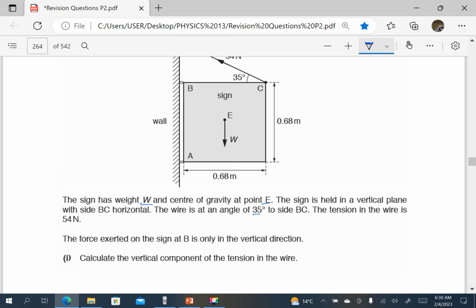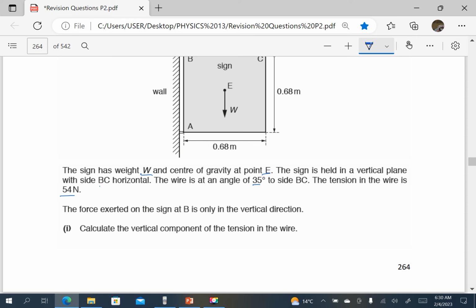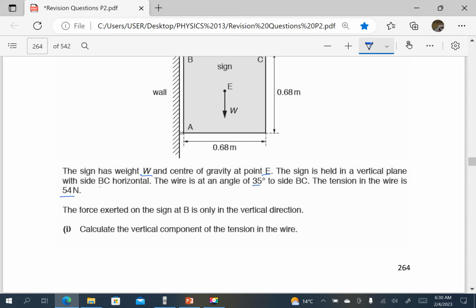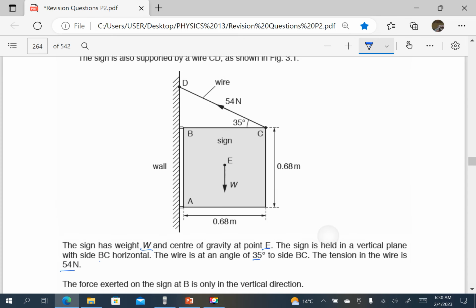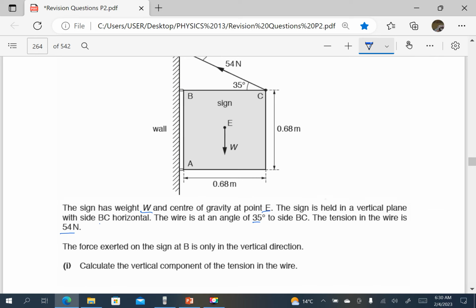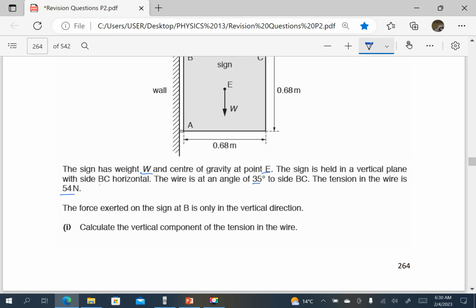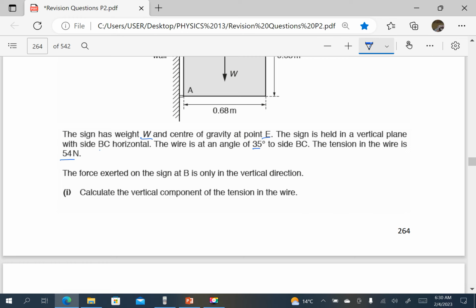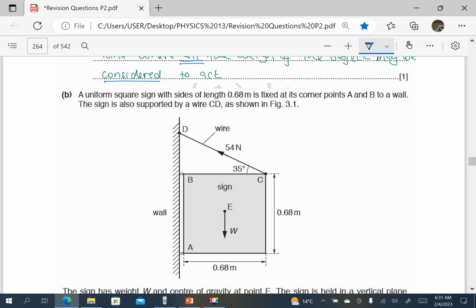As we can see, the tension in the wire is 54 newtons. The force exerted on the sign at B is only in the vertical direction. Calculate the vertical component of the tension in the wire. So we find 54 newtons in the vertical.